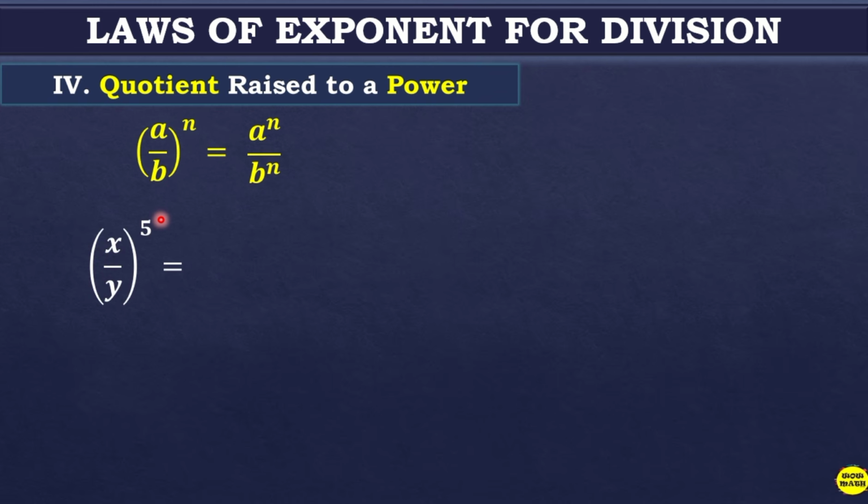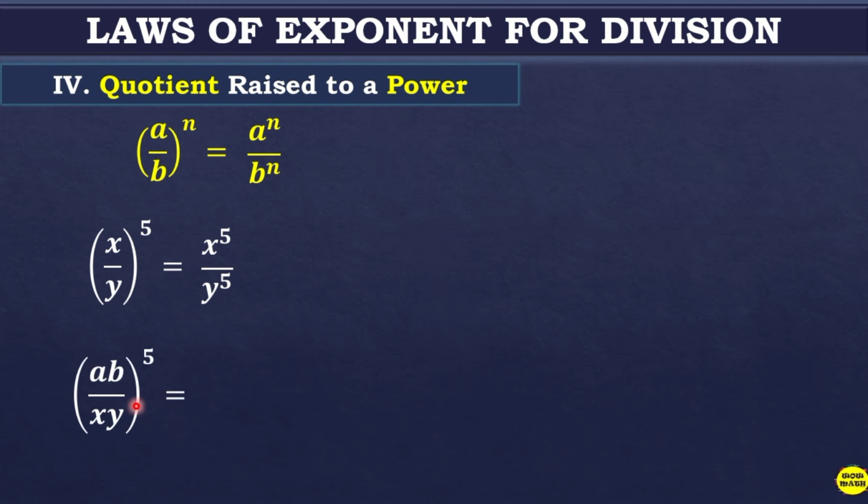Let's have an example. So, ito. So, this is 1, diba? So, that's why 1 times 5 kaya x raised to 5. And then, 1 din ito. So, y raised to 1 times 5 kaya y raised to 5. So, i-distribute nyo lang po siya sa lahat. Dito, pati sa denominator. Okay?